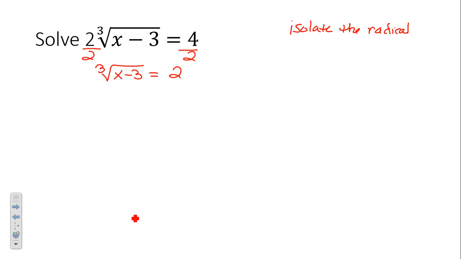So this is a cube root. What's the inverse of a cube root? How do we get rid of a cube root? We cube it. So if we cube the left side, we also have to cube the right side. Okay. So the second step is to raise the radical to its inverse power.